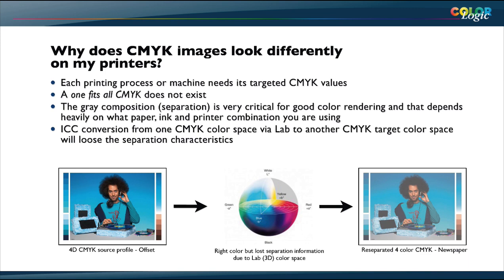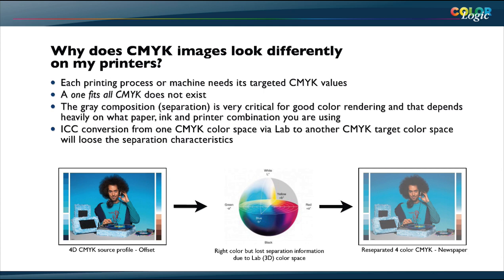If I do that in a CMYK world, everything is fine in terms of the color. But there is one important thing which I'm losing, and that's the separation information. So I'm losing the information how the black was generated, and I'm losing a few other things. So I get the right color, yes, but I have a complete reseparation, to use the technical term here. I re-separate my CMYK to my final color space.